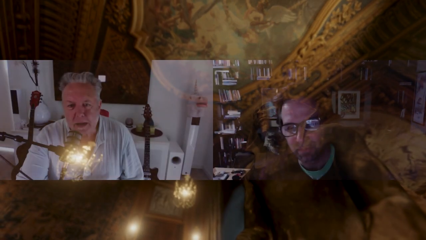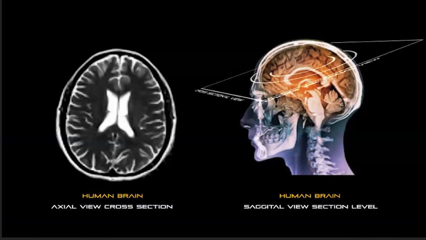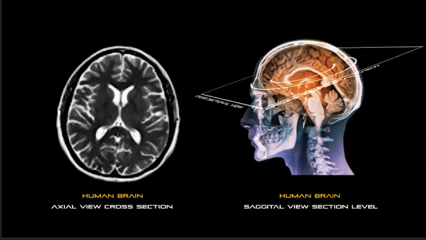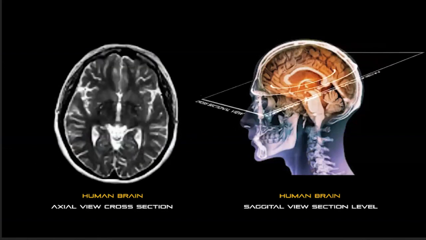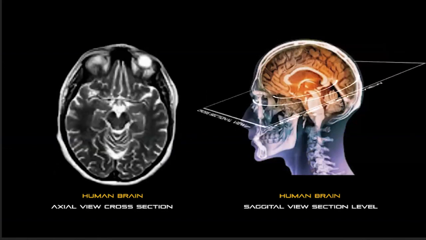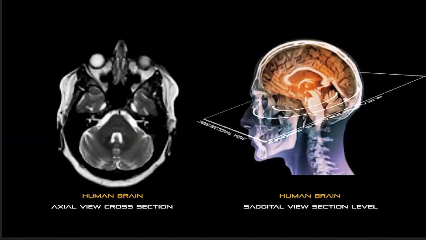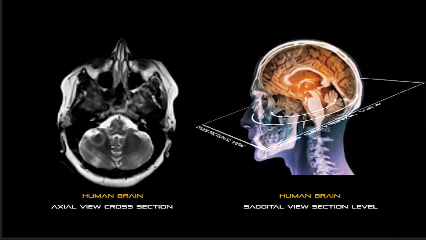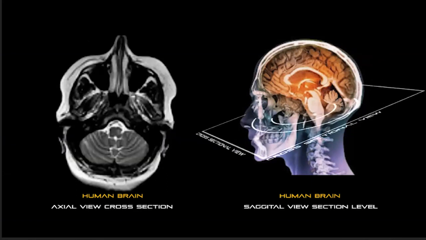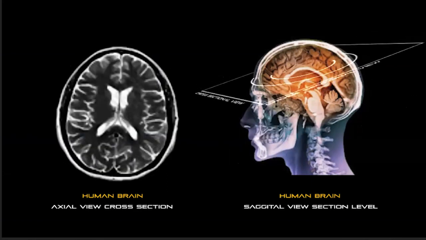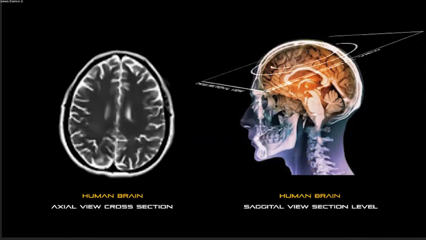I'm going to show you something now that is an extremely bizarre thing. It starts like this. Here is an indication of cross sections of the brain. So you can see on the right where the slices are, and on the left what that slice looks like in an MRI when you're looking at a cross-sectional slice of the brain. At the top of the brain, you see it's just the cerebrum, the hemispheres.